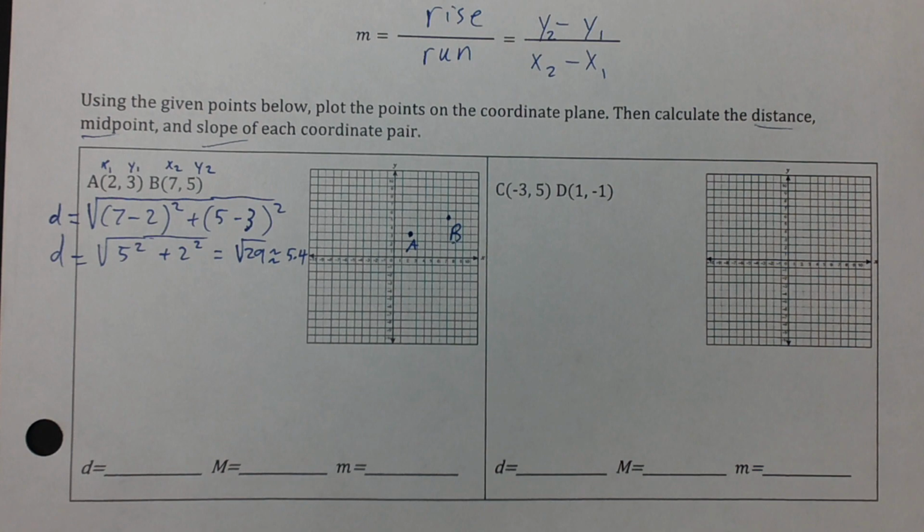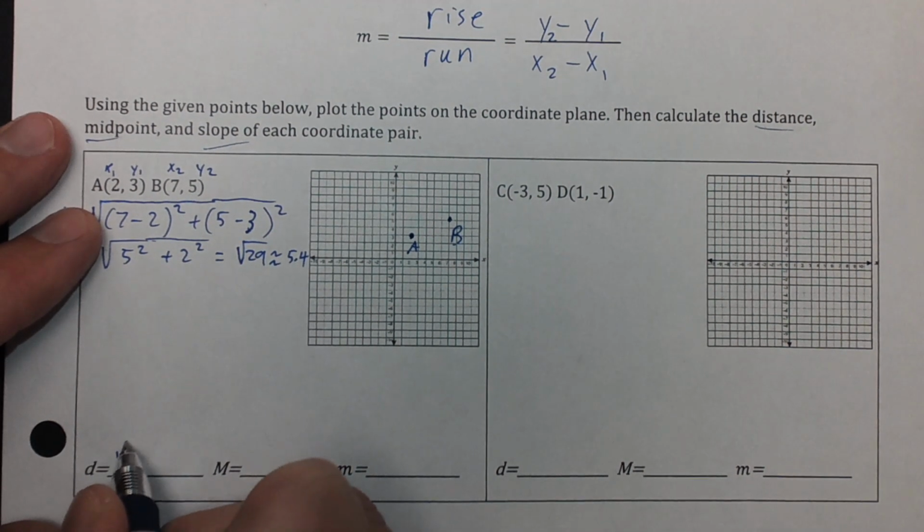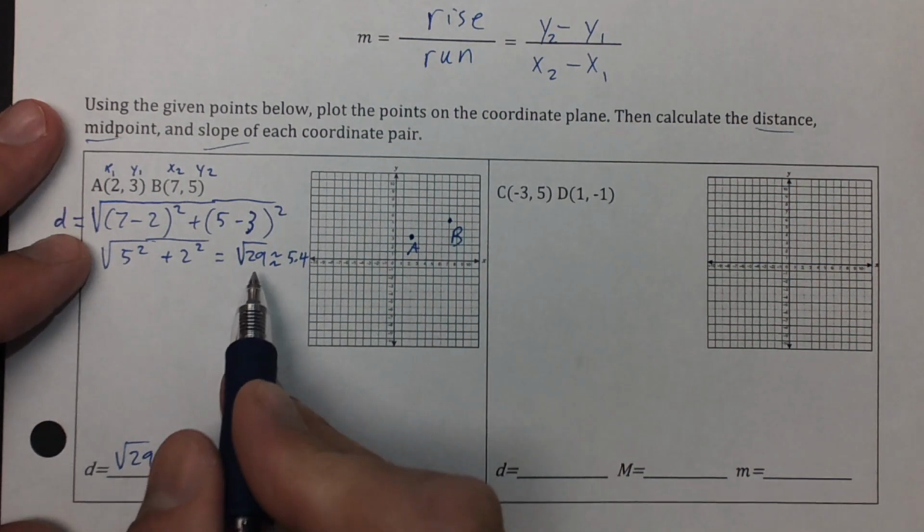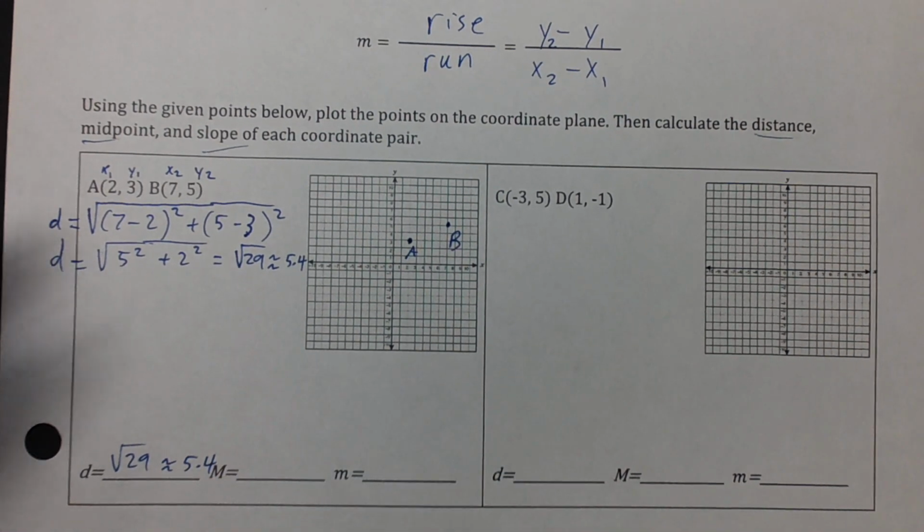Okay, so I calculated the distance. I'm going to go ahead and write that down here. It's the square root of 29, or about 5.4. If you plug that into your calculator, the square root of 29, you can get the distance as a decimal. So what would be the midpoint?